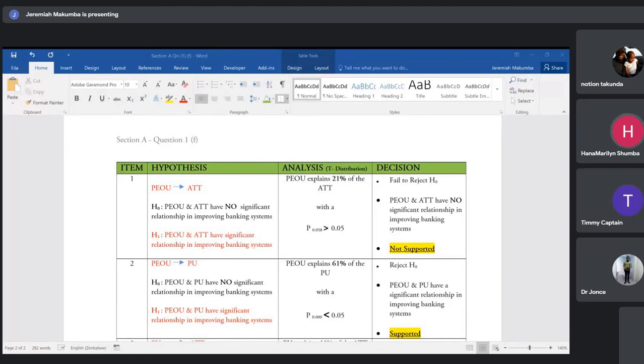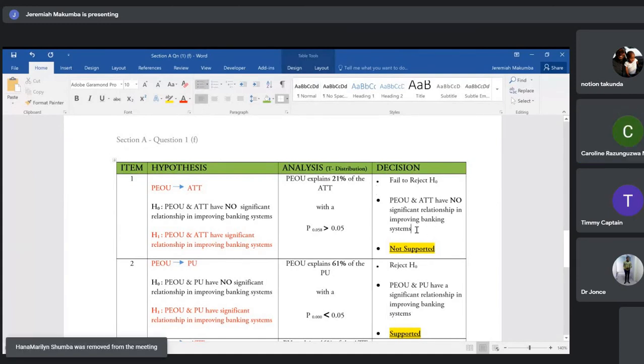So with a probability of 0.058, if you are seeing where I'm highlighting here, this probability is greater than 0.05, which is the 5% significance level. So if you are using the t distribution, we will fail to reject H naught and conclude that PEOU and attitude have no significant relationship in improving the banking system.